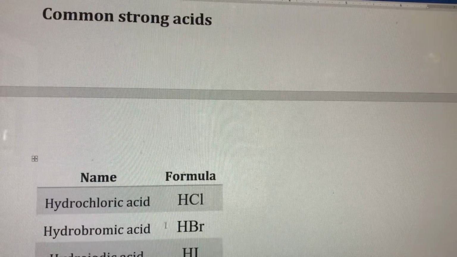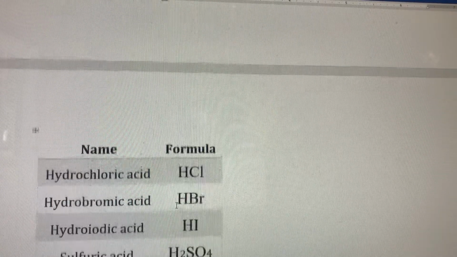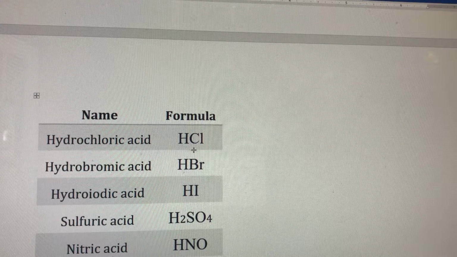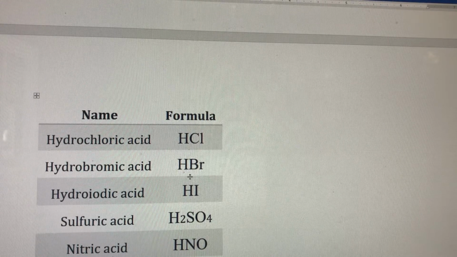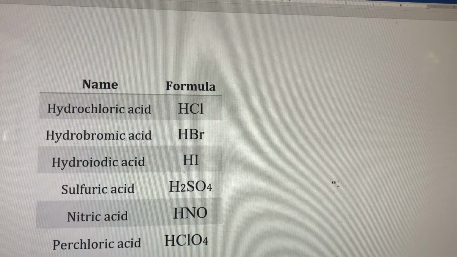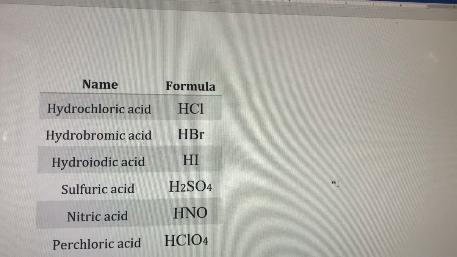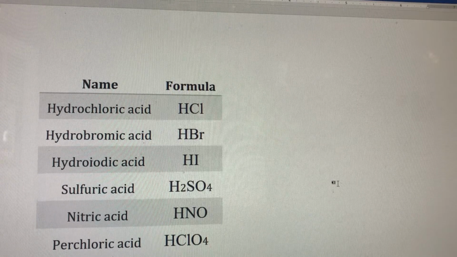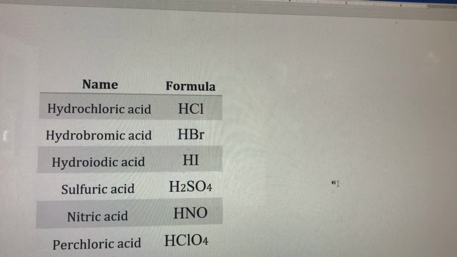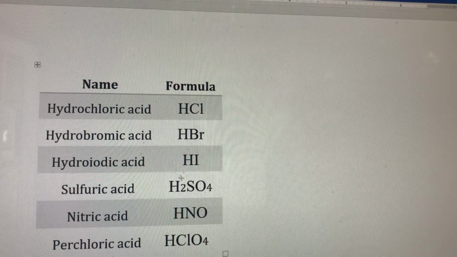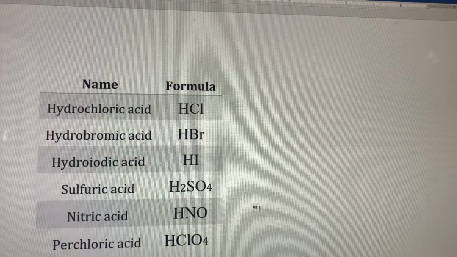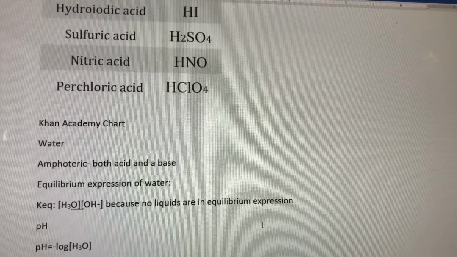I also went ahead and added in the common strong acids, especially those I'm using in this lecture. So we have hydrochloric acid, here's the formula, hydrobromic acid, formula, and you get the rest. I'm just going to leave that in case you want to write it down. These are good to memorize to know what is a strong acid. I didn't put in the bases, I'm not sure why, but you can figure it out as you go along. I also got this chart from Khan Academy because that's also a great resource to understand a lot of this material, and I don't want to get copyrighted for that.